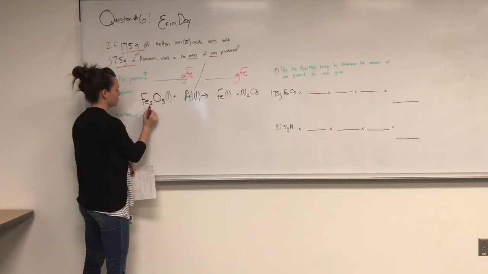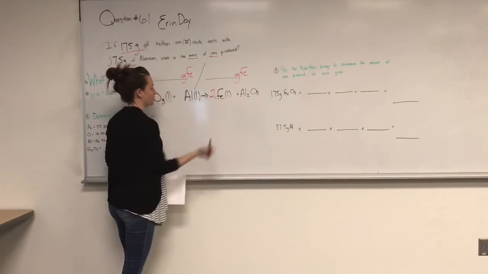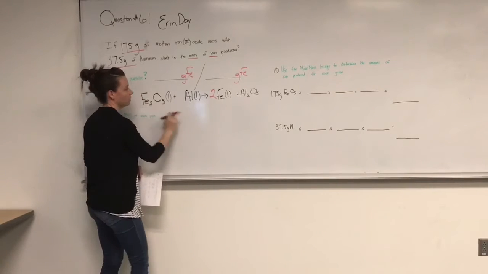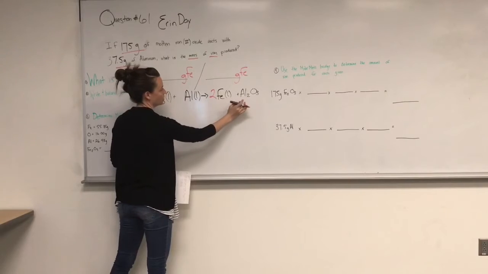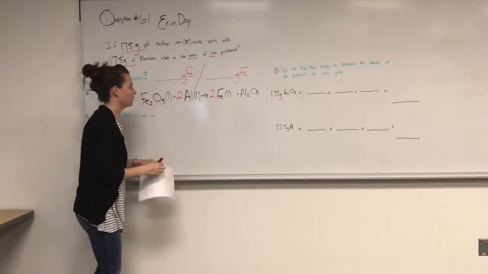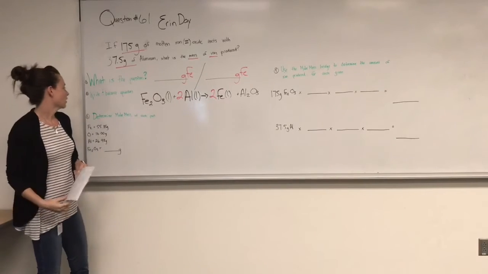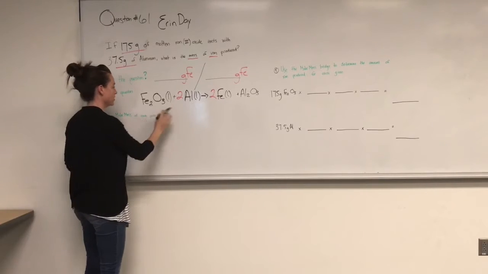Here we show 2 iron, but only 1 here, so we'll need to make that coefficient 2. 3 O, that's balanced. 1 aluminum and 2 aluminum, so in order to make that balanced, we'll need to add a coefficient of 2. Now we have a balanced equation. Then we need to determine the molar mass of each part.